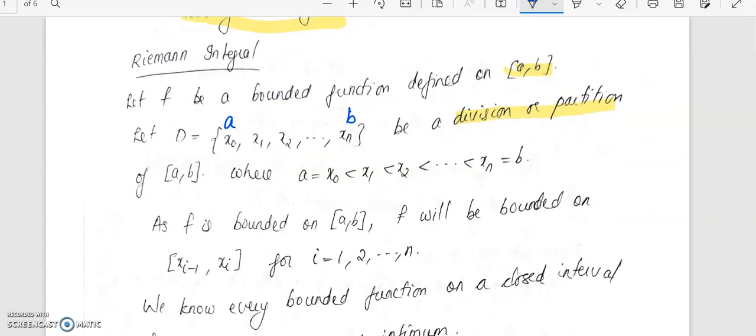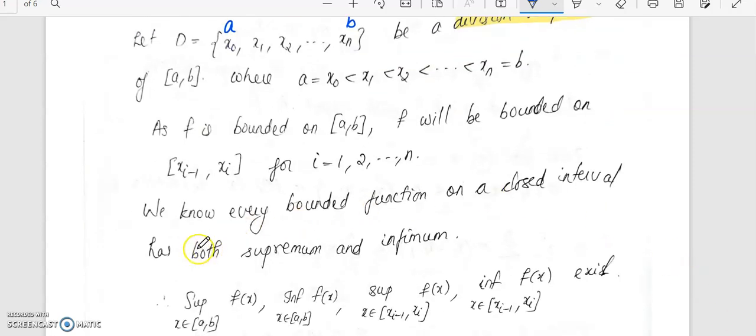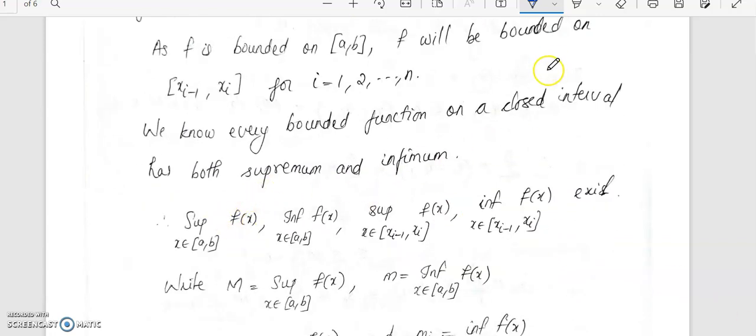In each of these subintervals, that is [x0, x1], [x1, x2], etc., [xn minus 1, xn], since f is bounded on the closed interval [a, b], it will be bounded on each interval of the form [xi minus 1, xi] for i equal to 1 to n. If a function is bounded on a closed interval [a, b], its supremum and infimum exist. Therefore we can say that the supremum of f(x) exists over the interval a to b.